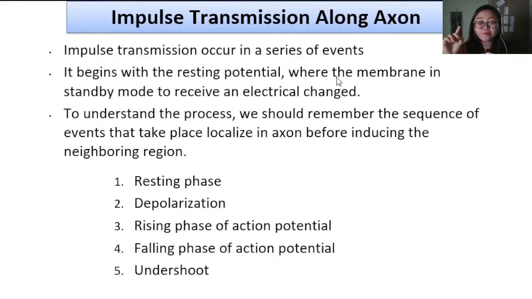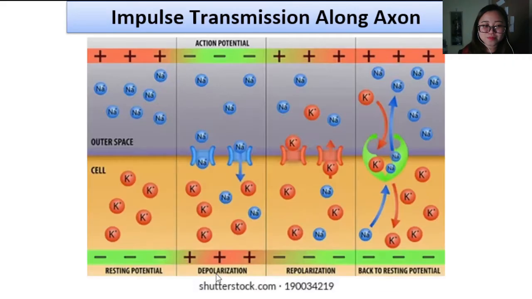And then impulse transmission along the axon will occur in these 5 events, this series of 5 events. So 5 peristiwa ini yang kita akan tengok satu demi satu. First one is resting phase. Second one is depolarization. Third one is a rising phase of action potential. Fourth one is falling phase of action potential. And fifth one is undershoot.